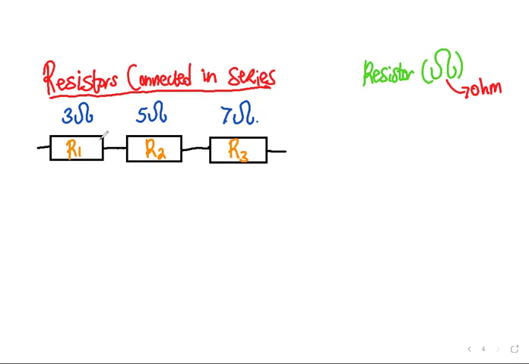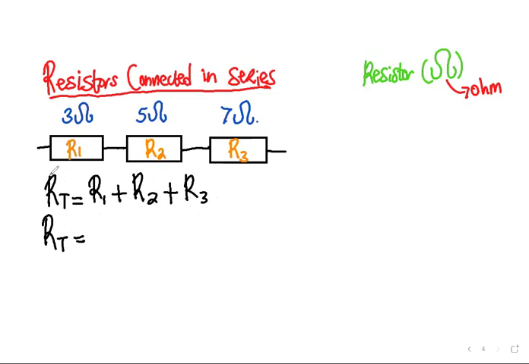Since these 3 resistors are connected in series, if they were to say calculate the total resistance, we're gonna say R total. R total is equal to resistor number 1 plus resistor number 2 plus resistor number 3. So R total, the total resistance of the circuit in series, is gonna be: in place of R1 we substitute 3 ohms, plus R2 which is 5 ohms, plus R3 which is 7 ohms. It's a matter of substituting. Then RT is equal to 3 plus 5 plus 7. Let's add 3 plus 5 plus 7.